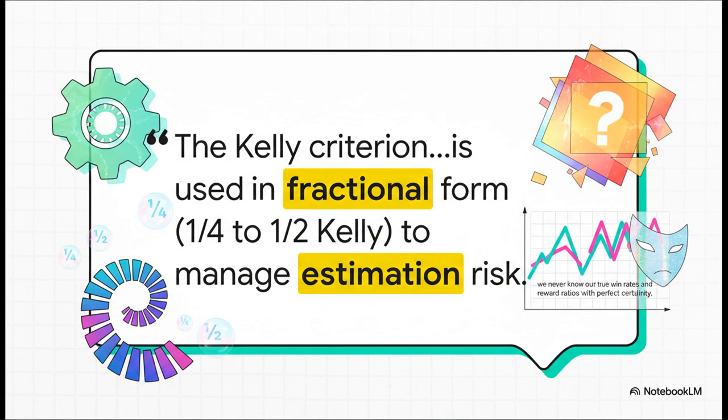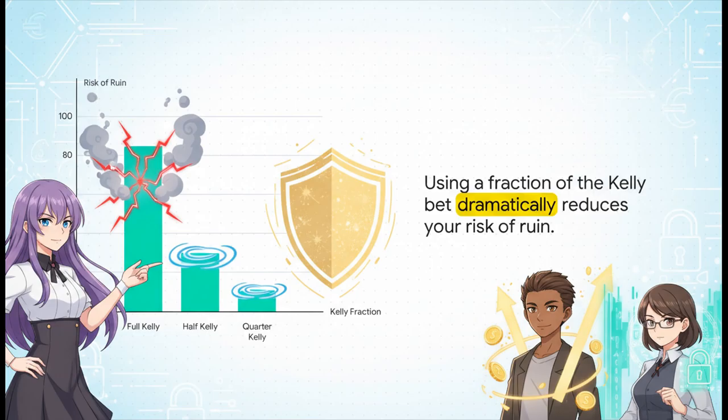What does that mean? It means the pure formula is way too aggressive for the real world because we never know our true win rates and reward ratios with perfect certainty. There's always some guesswork. And why is this so critical? This chart shows it all.